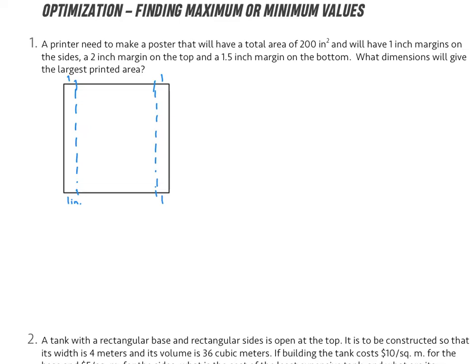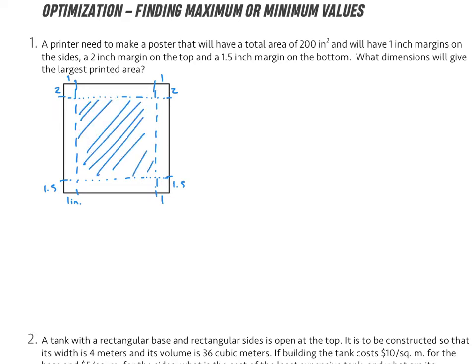Now there are margins on the top and the bottom. On the top there's a 2-inch margin, so we'll extend this dashed line and mark that that's 2 inches. And on the bottom, it's 1.5 inches that we're going to space out away from the bottom of the poster. The printed area is this interior rectangle. What dimensions will give the largest printed area is what we're trying to find, and we already know the size of the poster. The poster has a total area of 200 inches squared.